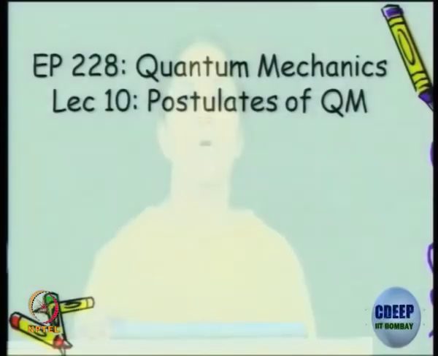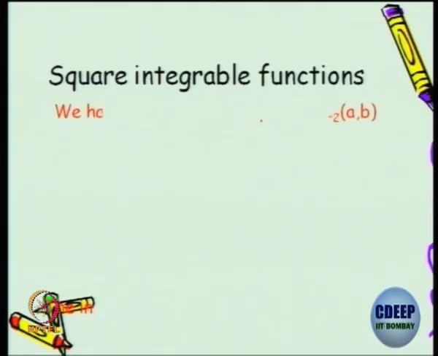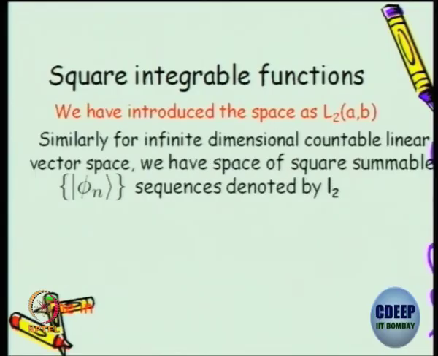So, let me get on to today's lecture, where I want to formally introduce the postulates of quantum mechanics. Okay, so before I go, what have we done? Square integrable functions, which we denoted as L2 of a, b, this we have done. Then I have also introduced the collection of square summable sequences, and that we denoted by a little l2. Each one of this set phi n is a sequence, and that we denoted by little l2.